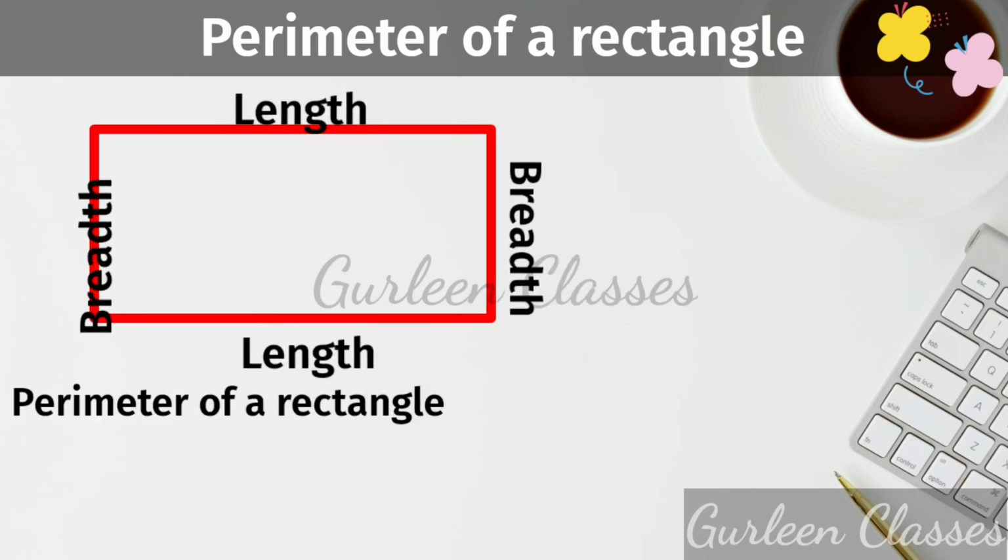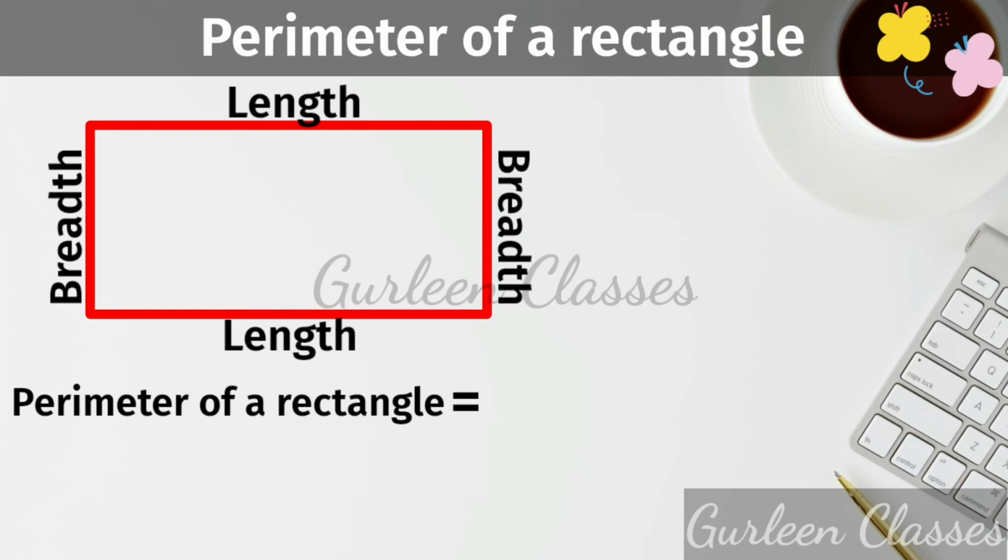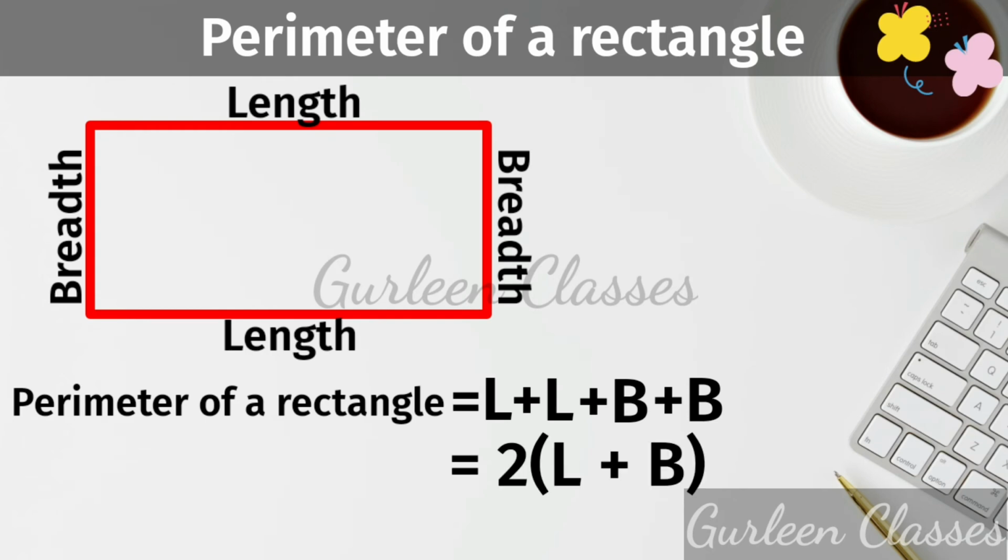So, perimeter of a rectangle is equal to L plus B plus L plus B. So, 2 times L and B, that is 2 bracket L plus B.